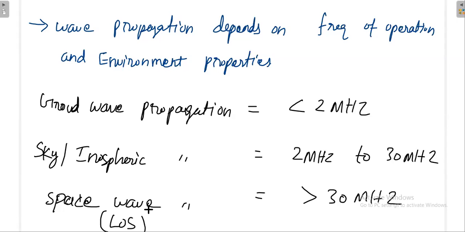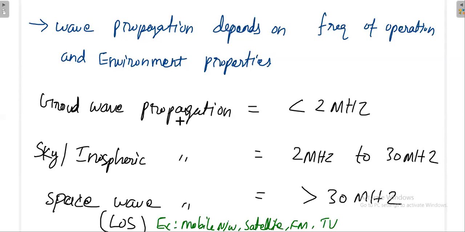What is the example for space wave propagation? Mobile network, satellite, because all the frequency of mobile network is more than 30 megahertz. The example is mobile network, satellite. Even FM, and again TV reception, olden day TV reception. Everything comes under the space wave communication.